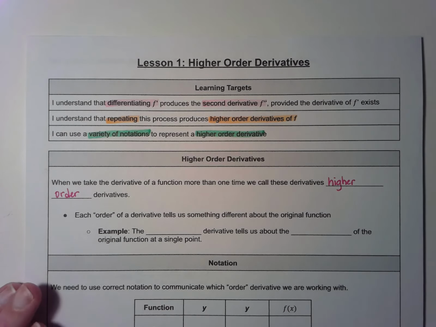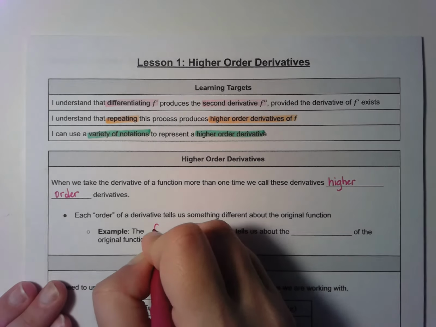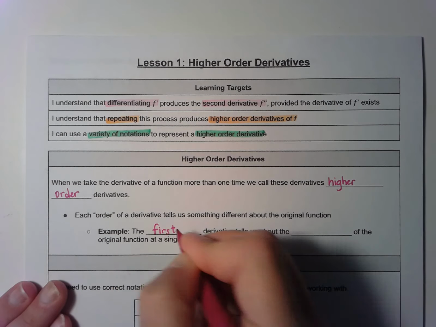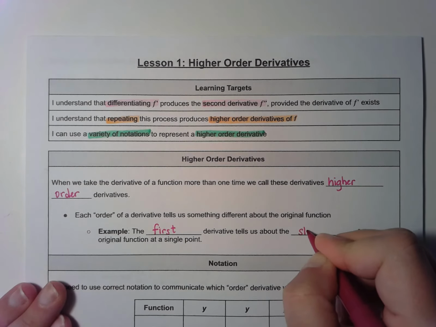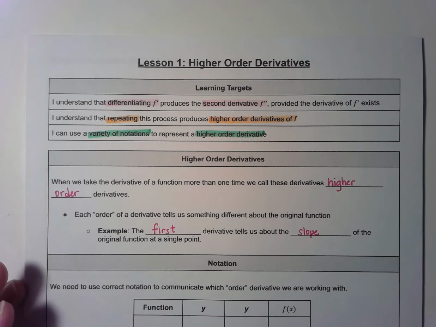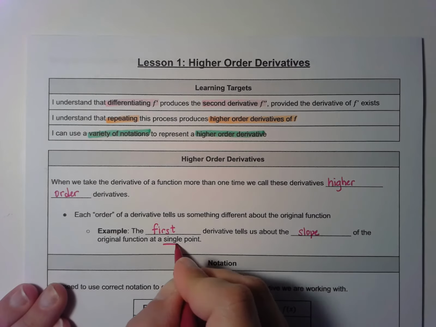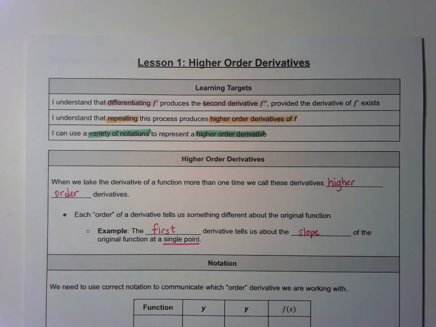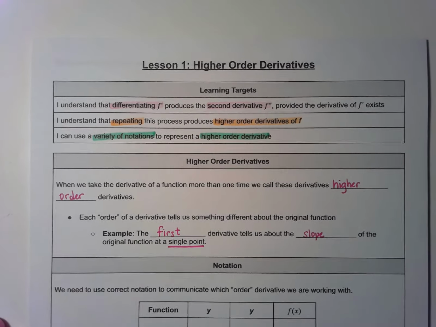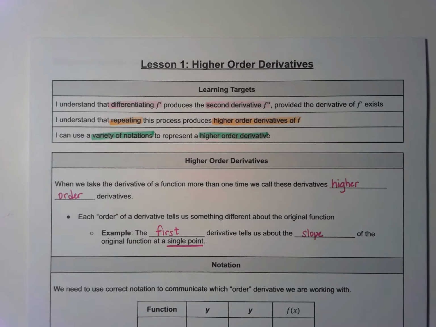Each order of derivative tells us something different about the original function. So for example, one thing we already know is that the first derivative tells us about the slope of the original function at a single point. Now, the second derivative does not tell us about the slope of the original function. It tells us about something called concavity. So we're going to be learning throughout this unit what the different orders of derivatives tell us about the original function. Now let's talk about the notation.